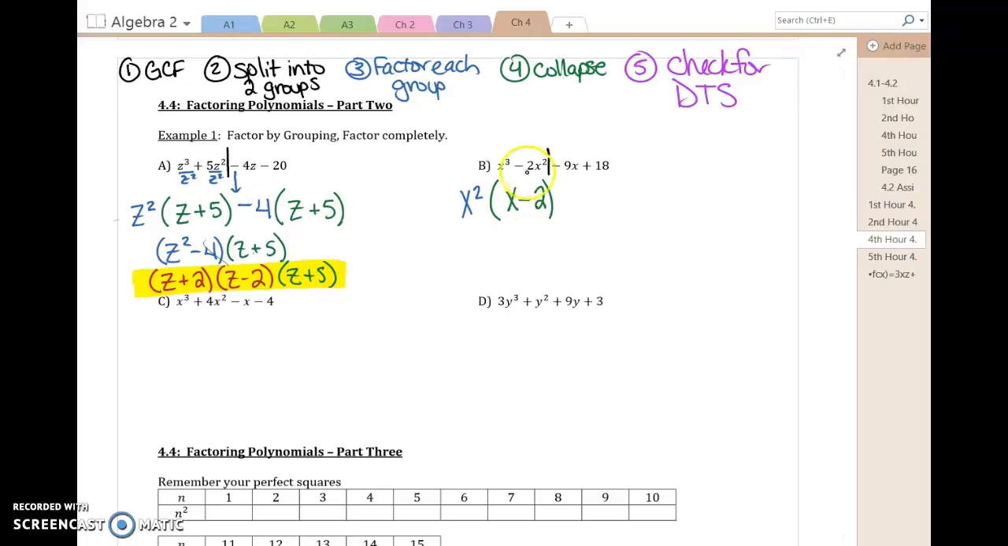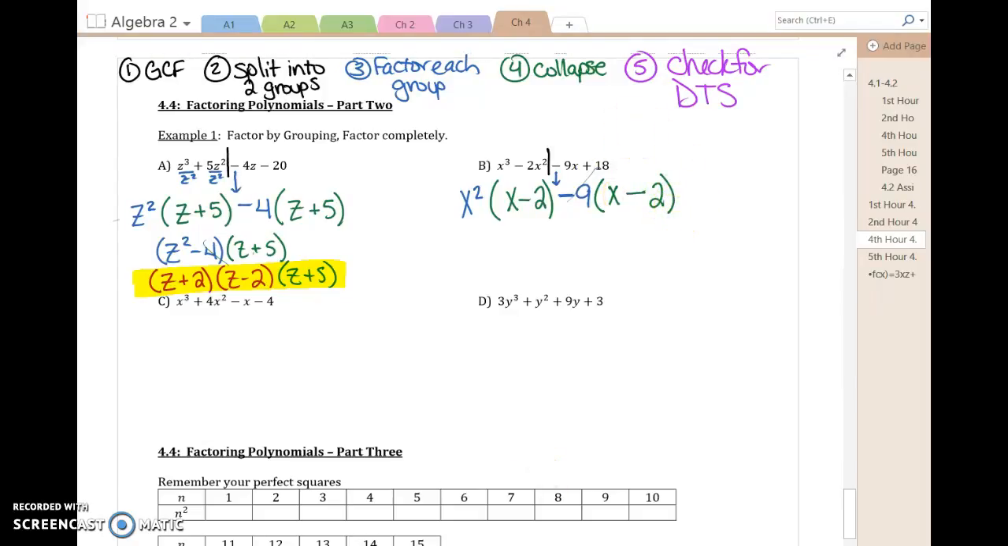In the second group, drop that symbol straight down. That will help you. What do negative 9x and 18 have in common? 9. And because we dropped that negative down, they actually have negative 9 in common. Negative 9x divided by negative 9 is positive x. By pulling that negative out, that's going to help us to make sure the parentheses match. 18 divided by negative 9 is negative 2.